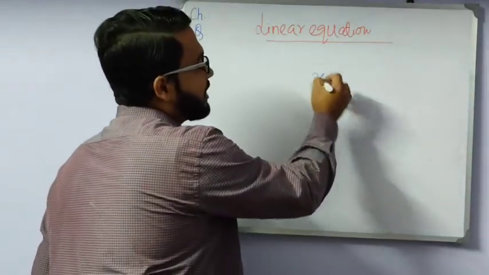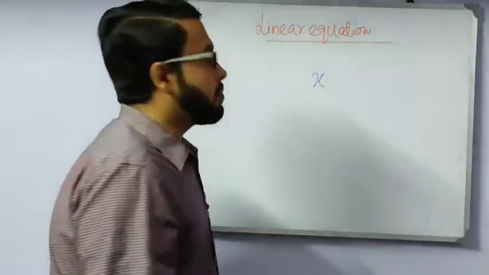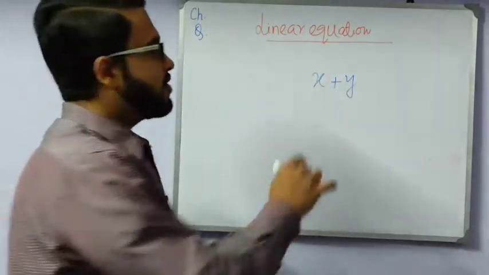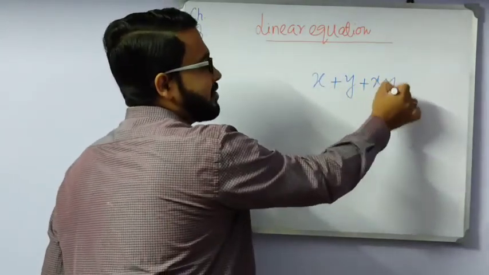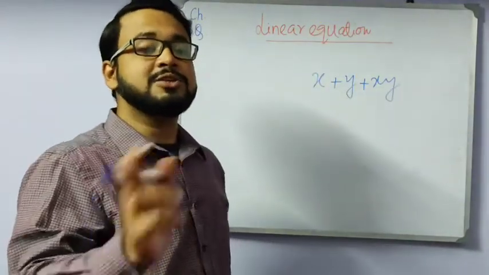If there is one term, you can say this is a monomial, because there is one term. If there are two terms, you can say binomial. If there are three terms, you can say this is trinomial. If there are more than three terms, this is polynomial.